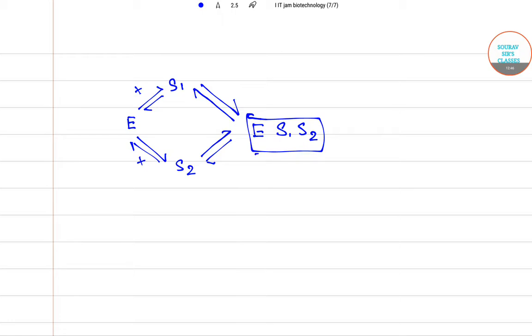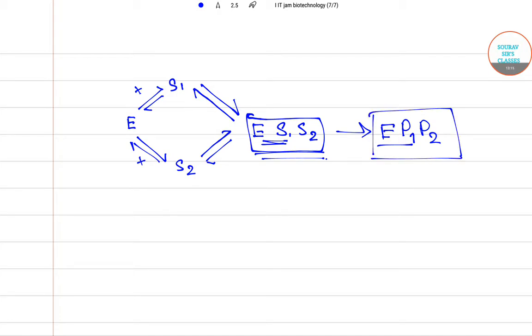So from ES1S2 again we will get EP1P2. EP1 means enzyme with product 1 from the first substrate, and product 2 from the second substrate. So from this reaction we will get EP1P2. After this procedure we will ultimately get product 1 plus product 2, and from here the enzyme will get separated from this entire complex and be free again, ready to be used for another biochemical reaction.